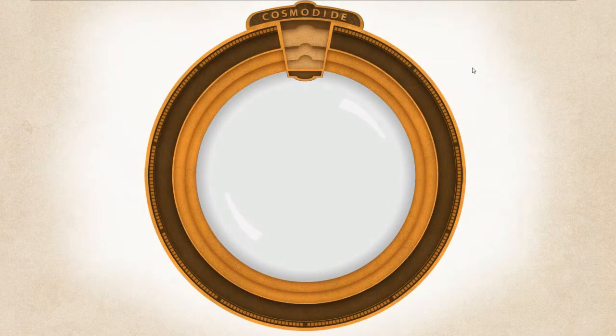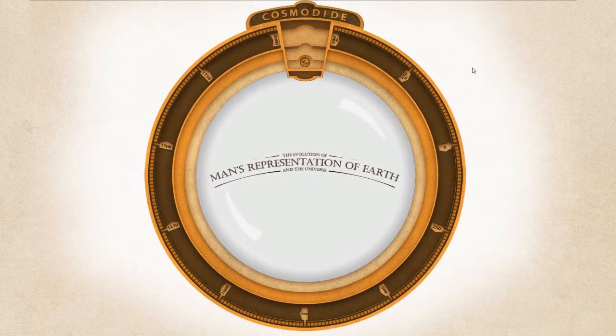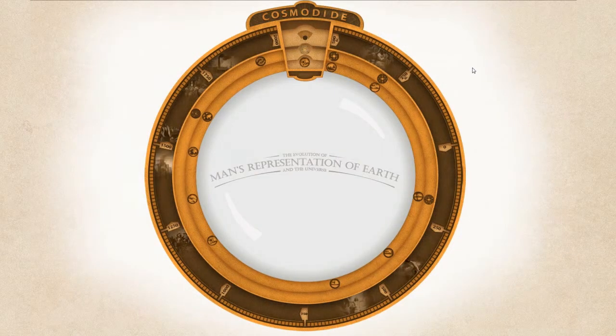The Cosmodide is an instrument that shows the evolution of man's representation of the Earth and the universe. Its outer ring functions as a timeline and is separated into 3 layers. The innermost layer shows the evolution of the presentation of the Earth. The layer in the middle shows the evolution of the presentation of the universe. And the outermost layer shows the context in which these developments took place.